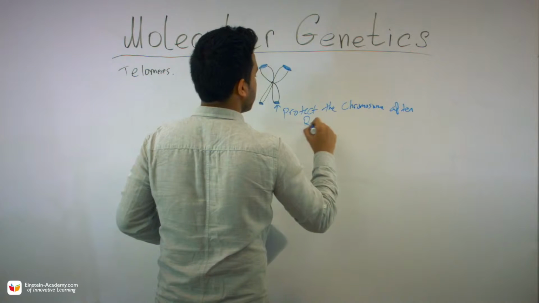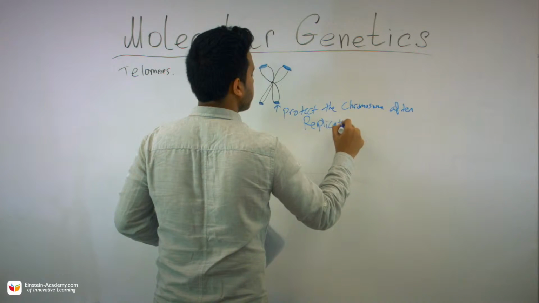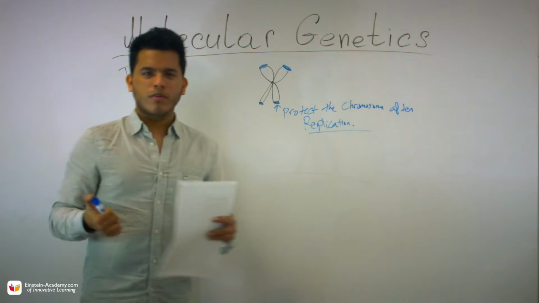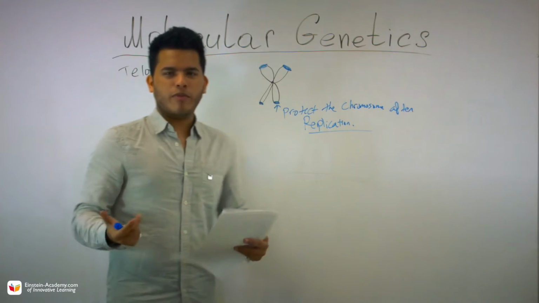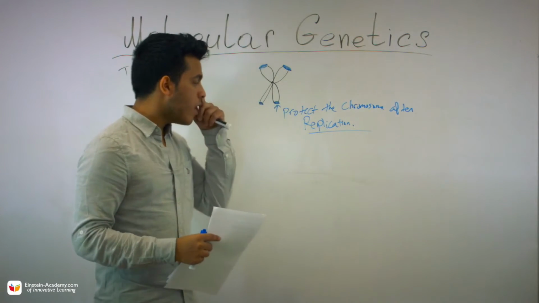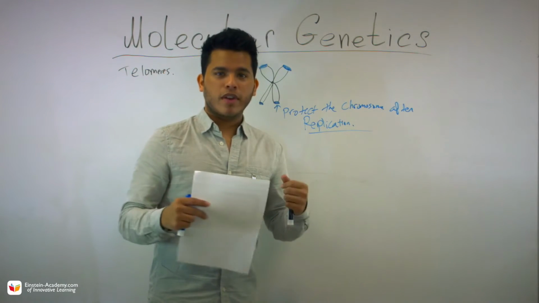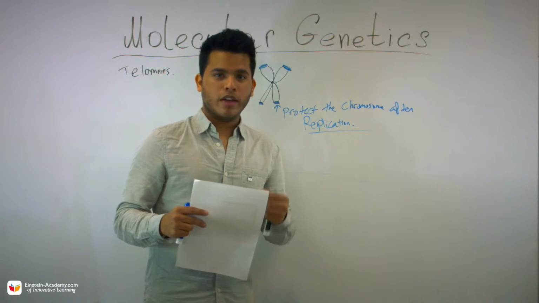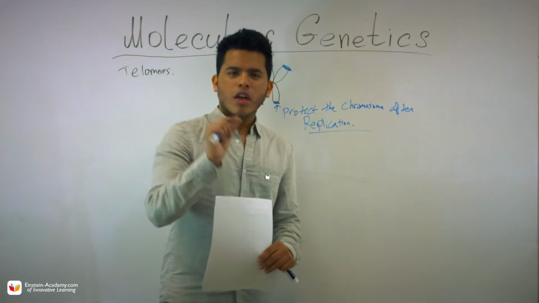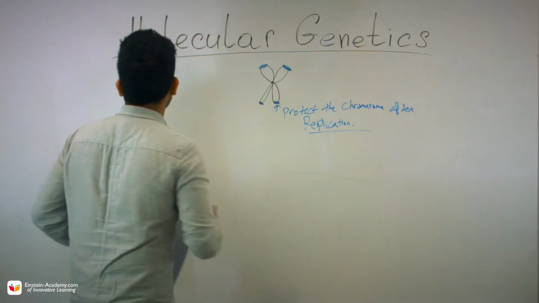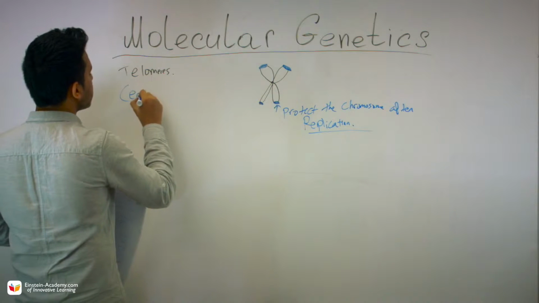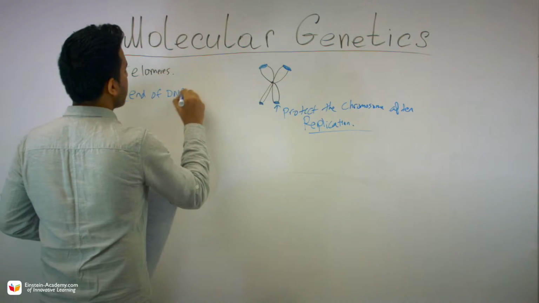after replication. Now you might be saying, hey, what do you mean after replication? What do I have to protect it from? I remember replication. Nothing crazy happened. We added DNA ligase, and we connected the Okazaki fragments together in the lagging strand, and everything seems to be fine. Why are we talking about this? Well, I'm going to teach you something right now. Telomeres are referred to as the end of DNA replication problem.